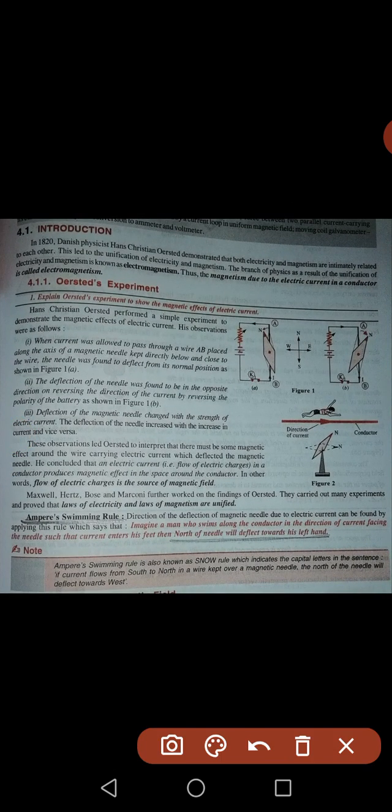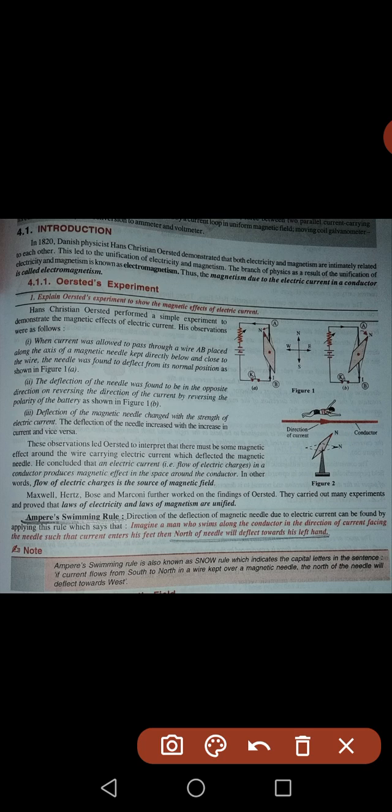So with the help of Ampere's swimming rule, we can say in which direction the magnetic needle will deflect. Remember that a magnetic needle is generally used to detect direction, because when it is freely suspended, it always remains in the north-south direction. One end always faces north, one end always faces south. That is why we say the magnetic needle has two poles. Not only the magnetic needle, all magnets have two poles, north pole and south pole.